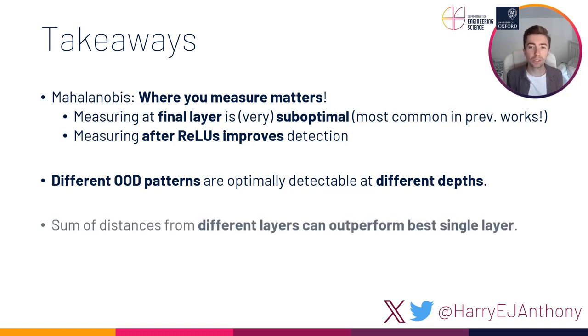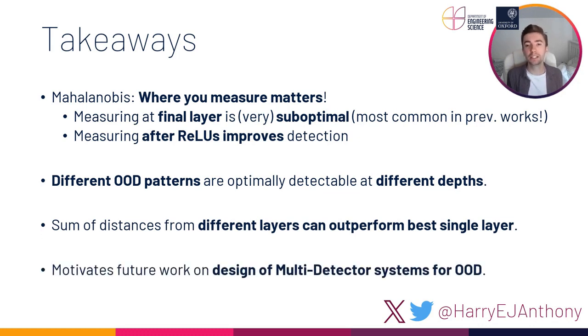We saw that the sum of distances at different layers can actually outperform the best single layer of the network in some cases. And finally, we saw that multi-detector systems can be used to improve the detection of different out-of-distribution patterns, motivating the design and calibration of such systems to improve out-of-distribution detection.